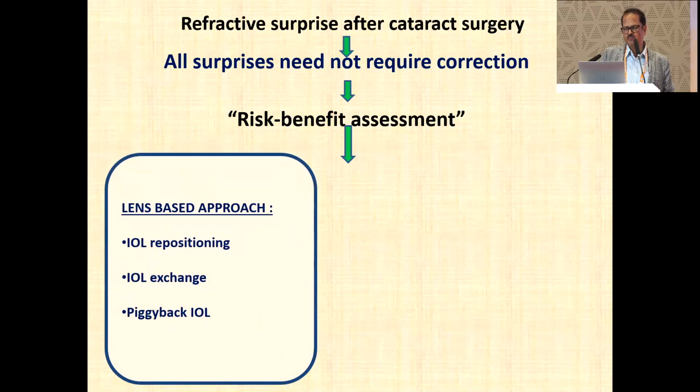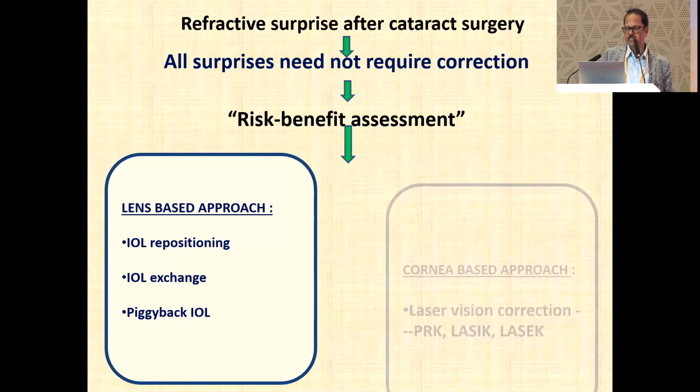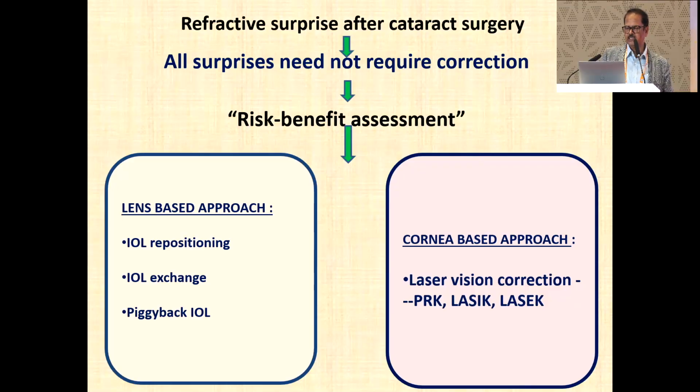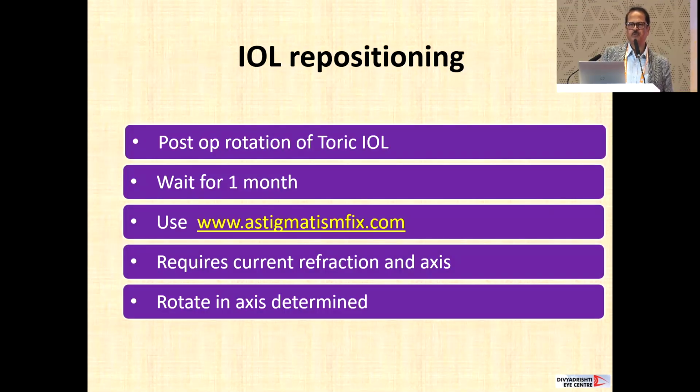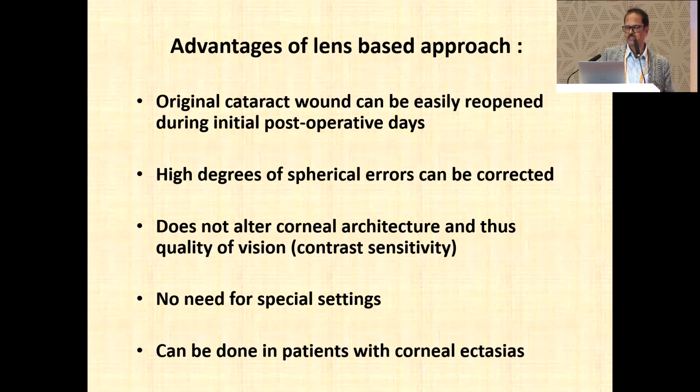So there could be two ways by which we can correct this surprise: a lens-based approach, like IOL repositioning, IOL exchange, piggyback IOL, and a cornea-based approach, that is the laser vision correction. So IOL repositioning, particularly in the toric lenses, I have hardly re-rotated in normal cases, but I have rotated in 3-4 patients where the data was actually misfed and 90 degrees in the opposite direction. But it can happen, so one has to take all the precautions, and it has been rightly dealt with by the previous speaker, how to take care of that.